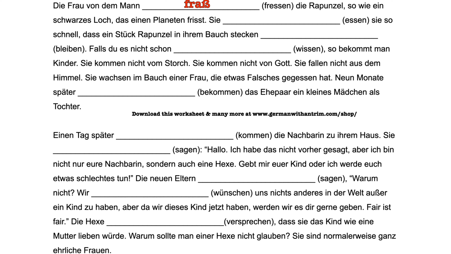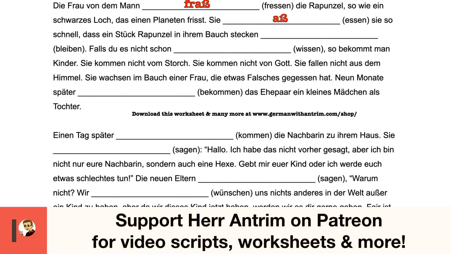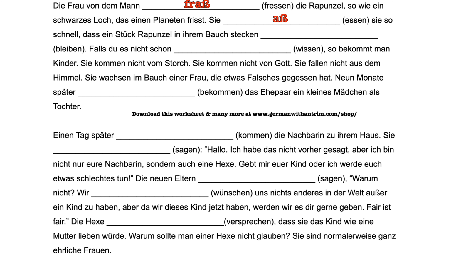After that, we have another sentence with sie, and this time with the verb essen. As I just said, the stem of that is aß. So we have, sie aß sie so schnell. She ate it so quickly, dass ein Stück Rapunzel in ihrem Bauch stecken, and a simple past of bleiben. Bleiben switches the I and the E around for the stem, so we end up with blieb as our irregular stem. And again, we don't need an ending because this is just one piece that got stuck. And so then we have this Stück as our subject, the er-sie-es form again. So, dass ein Stück Rapunzel in ihrem Bauch stecken blieb. So she ate it so quickly that a piece of the Rapunzel stuck in her belly.